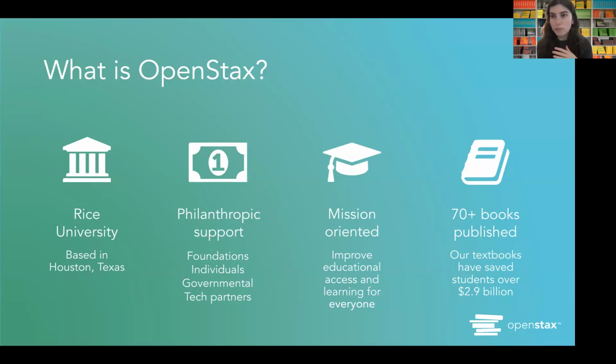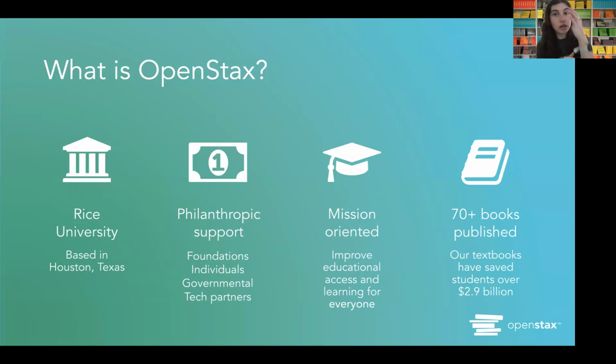We receive philanthropic support in a variety of different ways, but some ways include grants from foundations like the Gates Foundation, donations from individual supporters, governmental grants, and mission support fees from our technology partners, who are ed tech providers that we partner with to offer low-cost technology alongside our free books. We are a mission-oriented organization, and our mission is to improve educational access and learning for everyone. We aspire to provide an amazing education that's accessible for all.